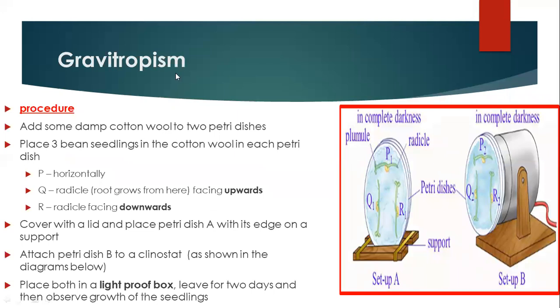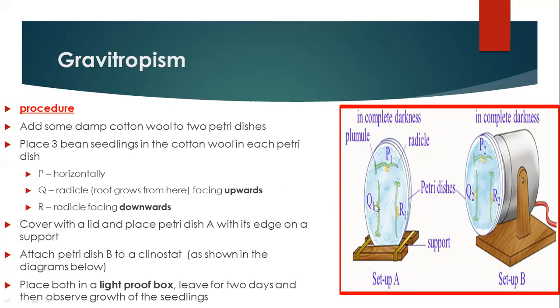Okay. Gravitropism in shoots. So we will see the experiment now. Just bring wet cotton wool, and you need two petri dishes. Place three bean seeds in the cotton wool in each petri dish. Put one horizontal, put one vertical, and the other one, so two are vertical and one is horizontal. But the verticals are opposite to each other.